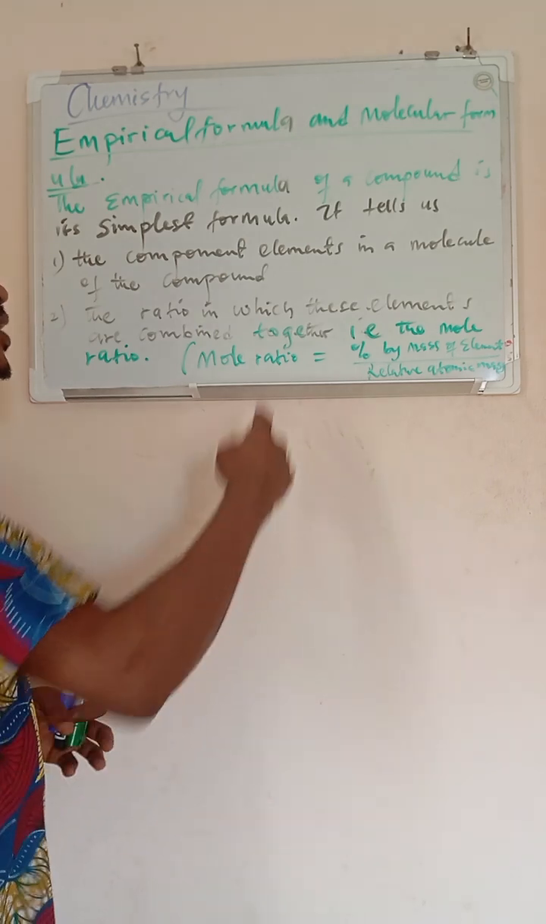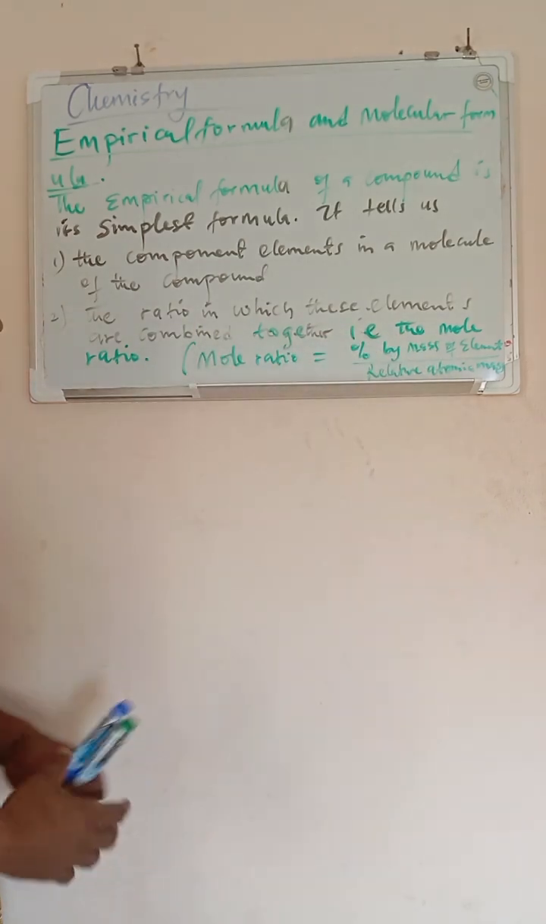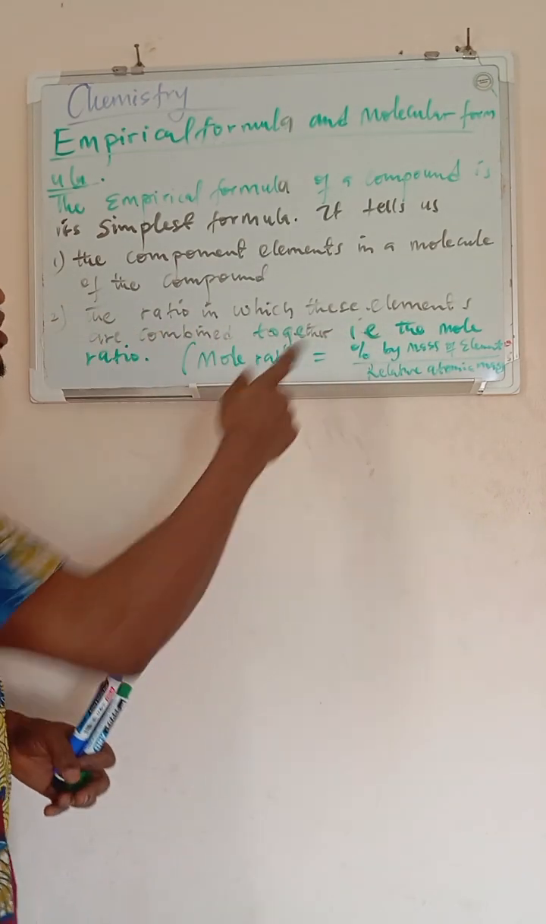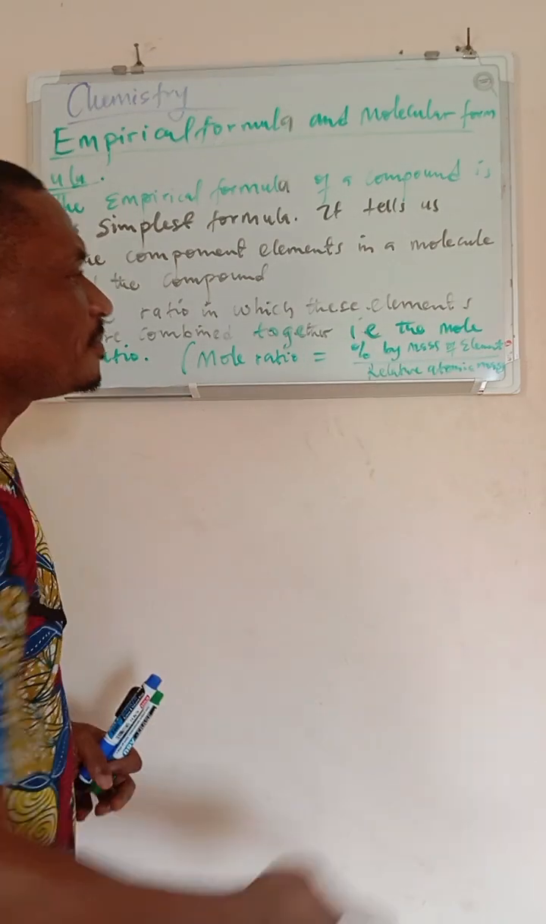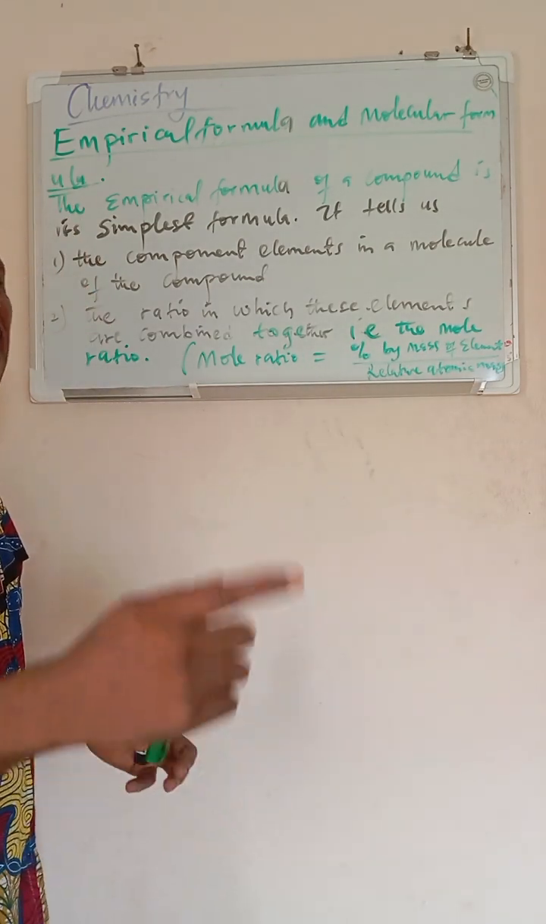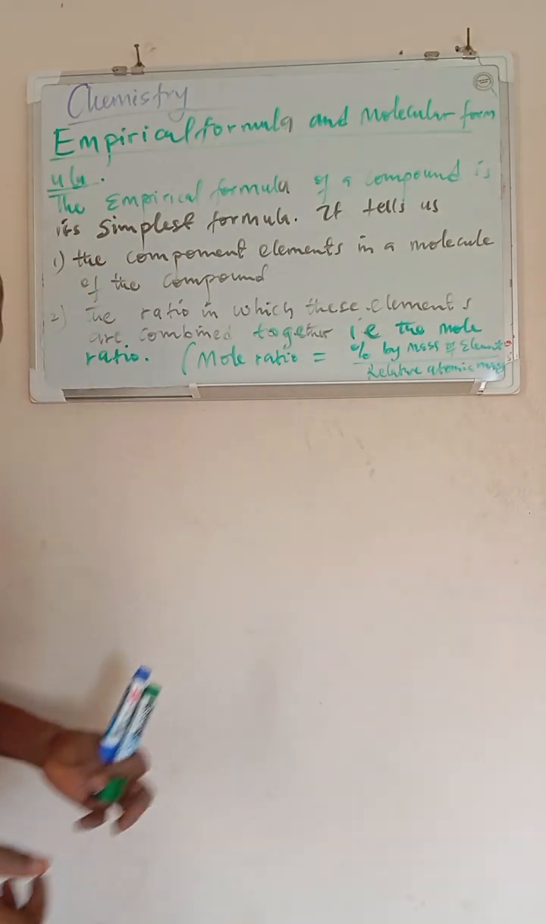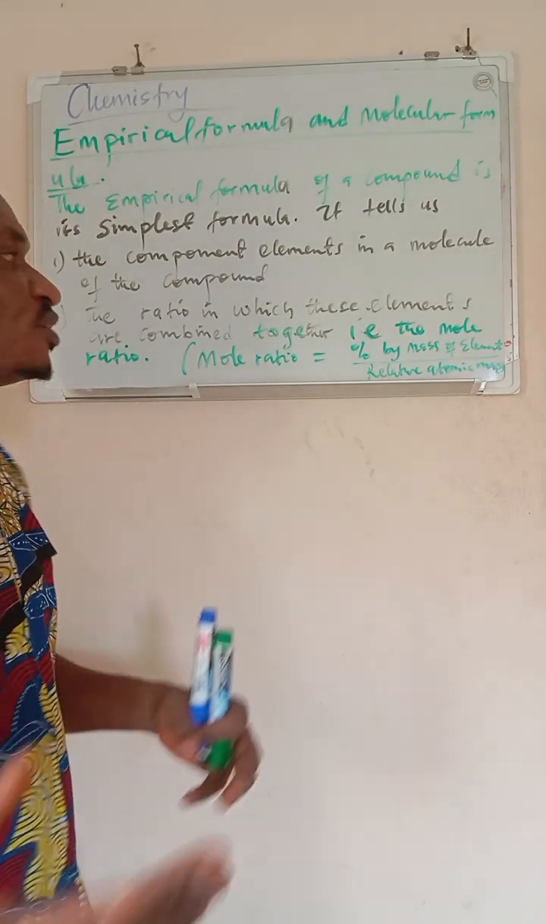And this ratio, what can we call it? Mole ratio. And what is mole ratio? Mole ratio is the percentage by mass of elements in that compound over the relative atomic mass. That is what mole ratio is.